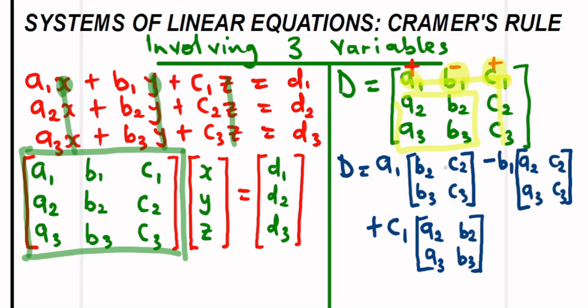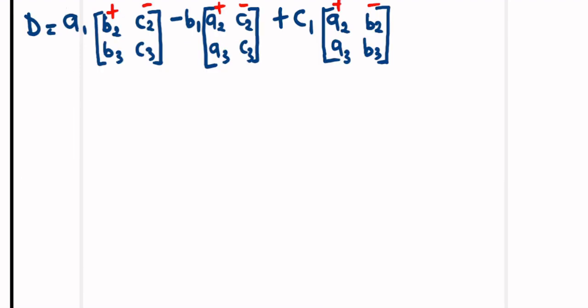Now we've actually formed the 2 by 2 matrix inside each of them. So this is plus, minus, plus, minus, plus, minus. What we're going to do next is find the determinant of the 2 by 2 matrix associated with A1, B1, and C1. That is how we are going to get the determinant.